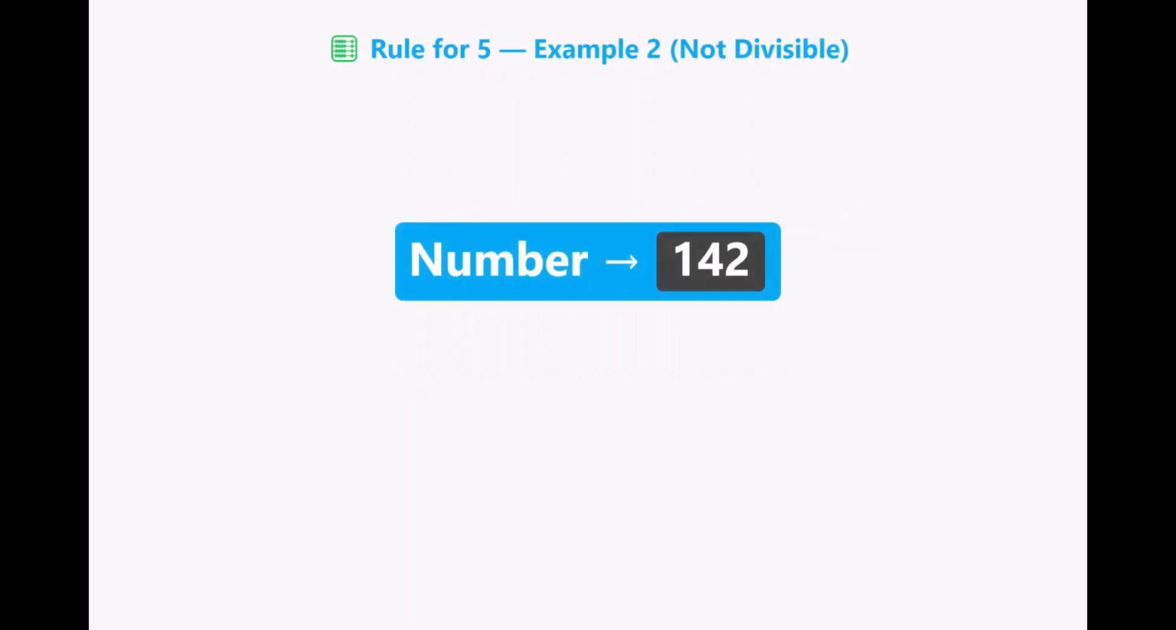Here is another example number. Let's check the last digit. The last digit is 2, so it does not follow the rule. So 142 is not divisible by 5.